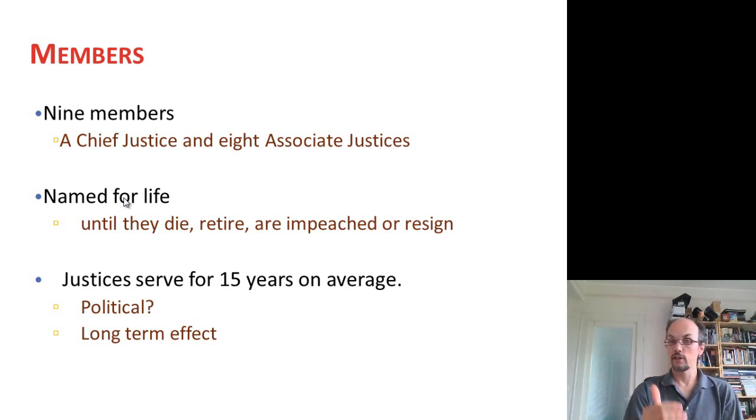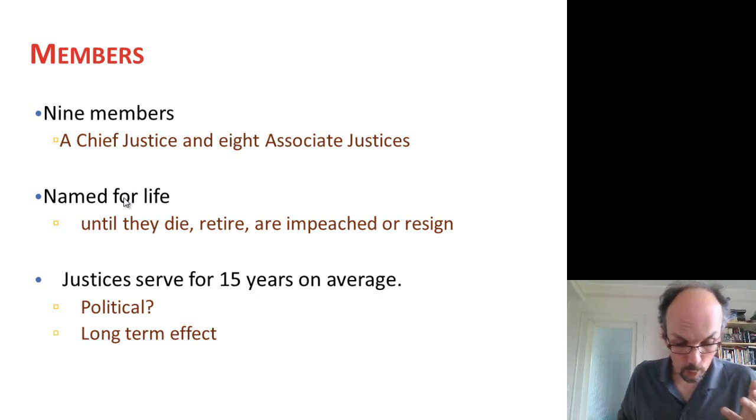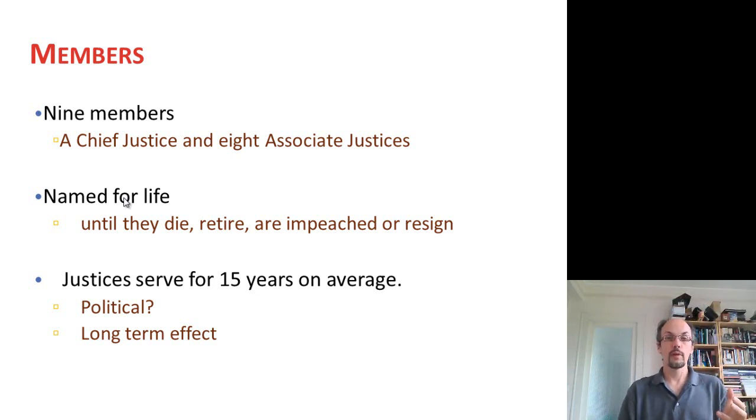Meaning that judges on the Supreme Court have a long-lasting influence. Why would you choose to have people serve on the Supreme Court for life? The reason is simple. You want them to be independent. It is the highest office to which you can aspire if you're a judge in the United States. You cannot wish for anything more.